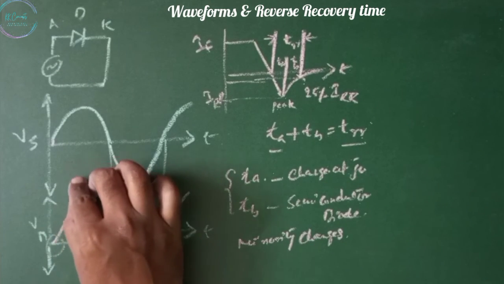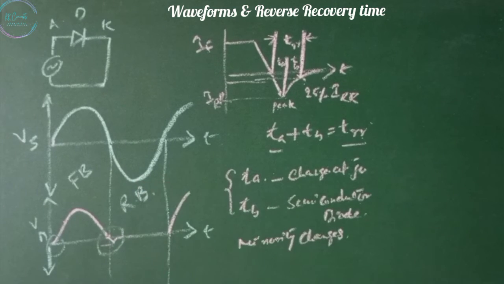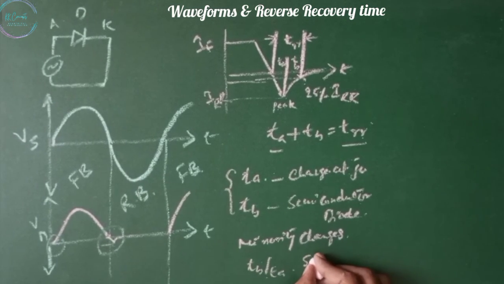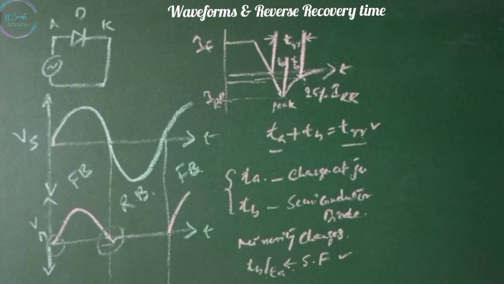So this is our forward bias region, and this is our reverse bias region. TB by TA is the softness factor. Reverse recovery time and softness factor have an important role in choosing a diode for a particular application.